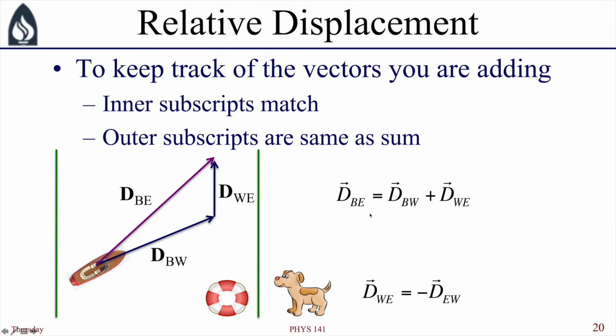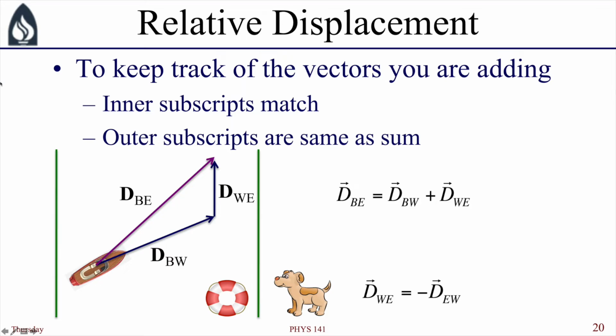And so the way that you should think of these subscripts is the first specifies the object, the second specifies the observer, or the coordinate system that's taking the measurement. So here we're looking for the displacement of the boat with respect to the Earth. To get that, we would have to add together the displacement of the boat with respect to the water. That's how the boat would be moving through the water if there were no current, plus the displacement of the water with respect to the Earth, which is the current.